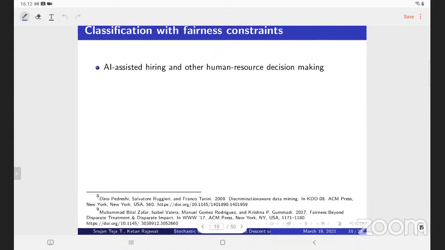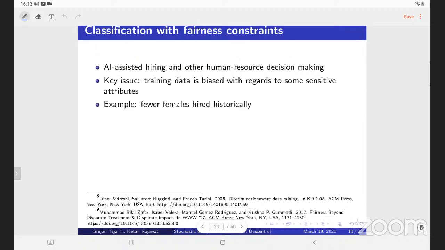And now for the second application, I took a machine learning application. So let's assume there is just an artificial intelligence assisted hiring process. So the goal is to select a candidate for a particular job. So that is the goal.